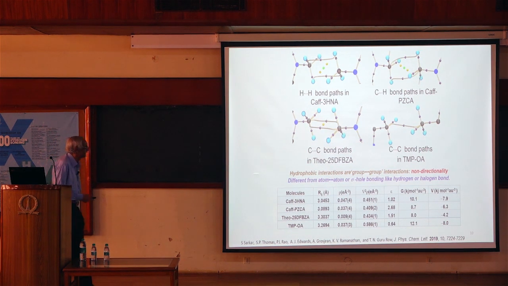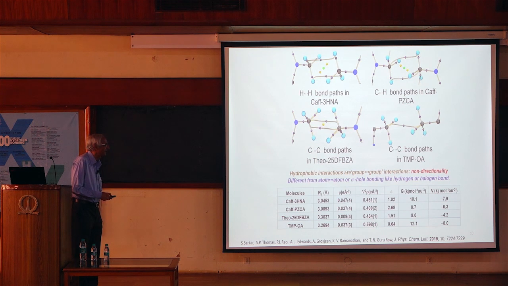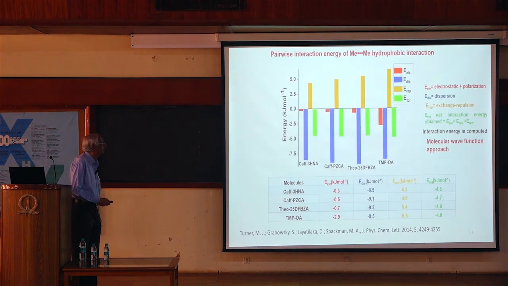The take home lesson here is that the hydrophobic interactions are essentially group interactions. There is no directionality. So non-directionality is what is suggested here. It is different from atom-atom, it is different from sigma hole bonding like hydrogen or halogen bond. Now how do we quantify it?